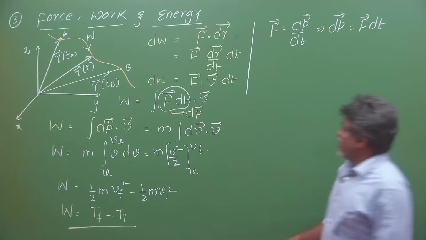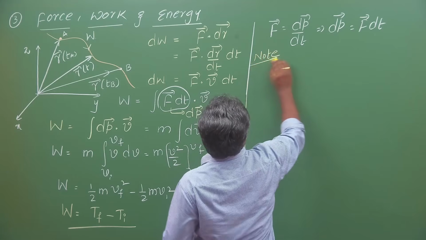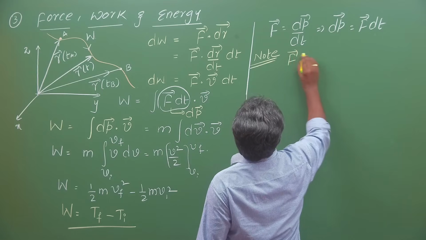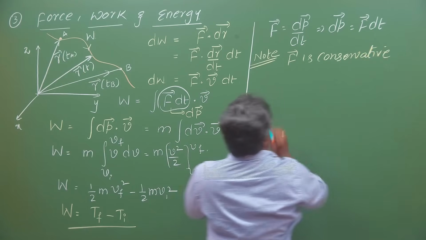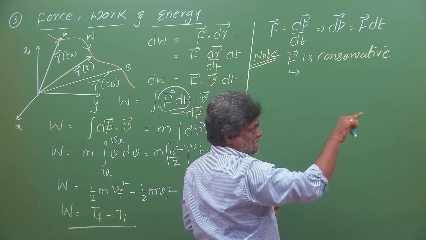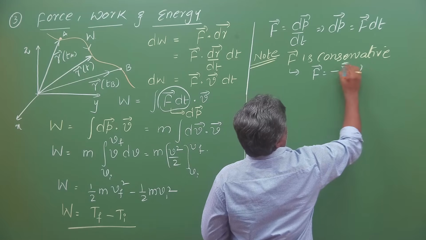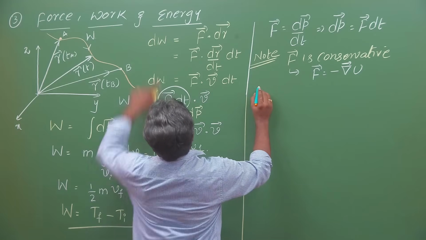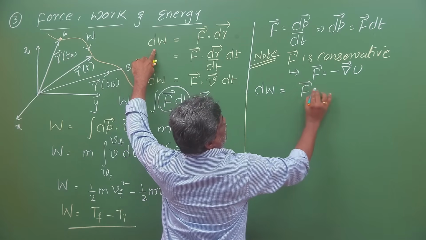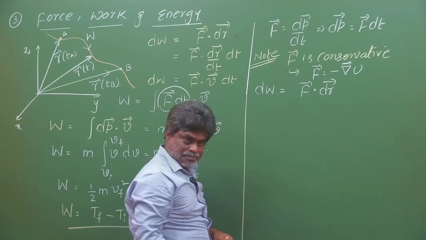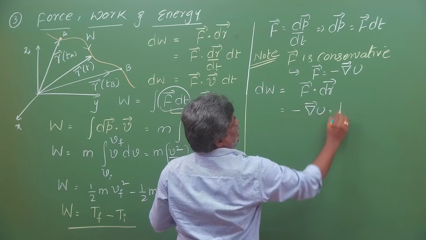Understand the derivation? But now one more small note. Now already we have defined F is conservative. I am defining that F is conservative. If F is conservative, there exists a scalar potential, just like F bar equal to negative gradient of U. Say yes or no? Now again I am taking the definition. The amount of work done dW equals F bar dot dr bar. Again I am taking F bar, this time as minus del U dot dr bar.